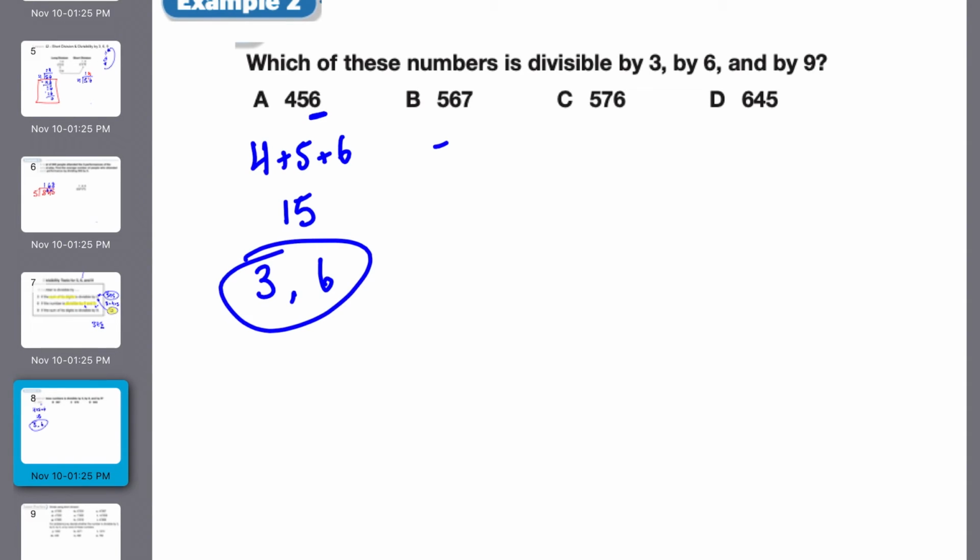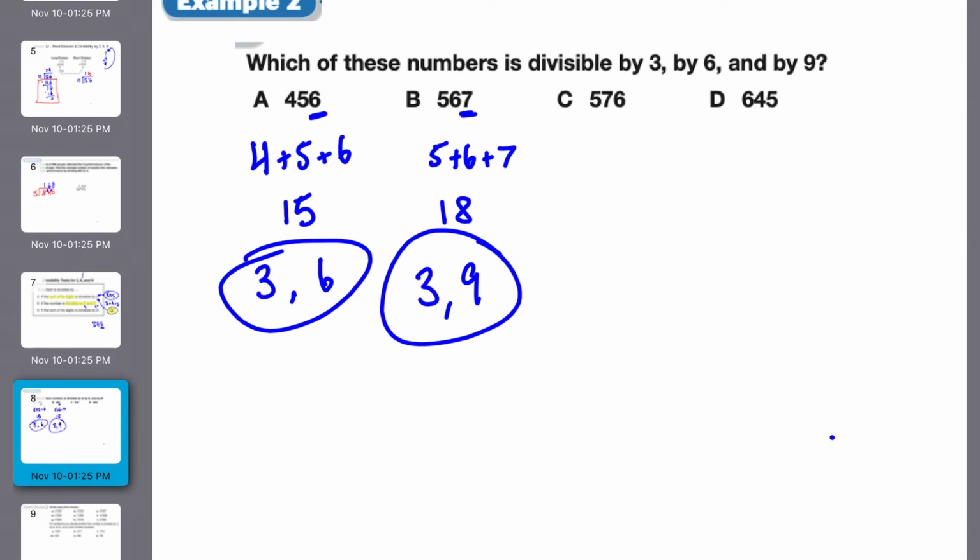Try the next one. 5 plus 6 plus 7. That would give me 13, 18. So is 18 divisible by 3? Yes. Is it divisible by 6? Let's see, that's an odd number, so no. Is it divisible by 9? Yes. So this is divisible by 3 and 9.